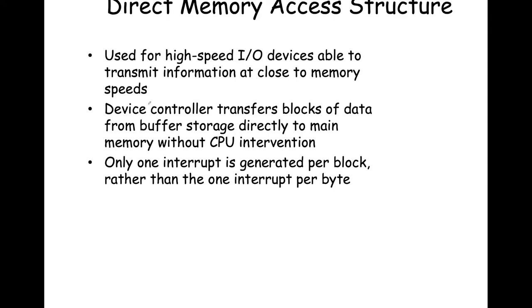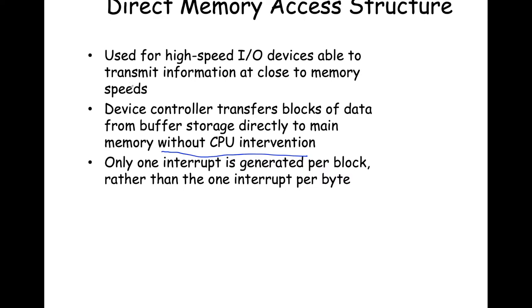And so the device controller with direct memory access, or DMA, is going to transfer blocks of data from its buffer storage directly to main memory without the CPU intervening. And that's really, really important, this without CPU intervention. And the good news is, every time the CPU transfers data, it requires an interrupt, because it's interrupt-driven, to signal to the CPU that this device buffer is done transferring this data.